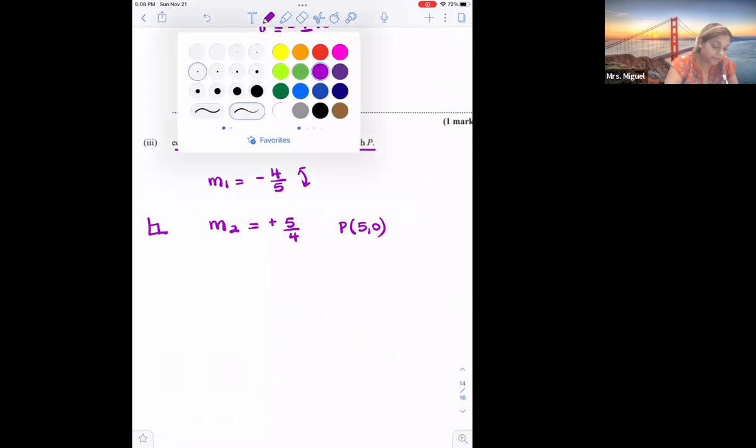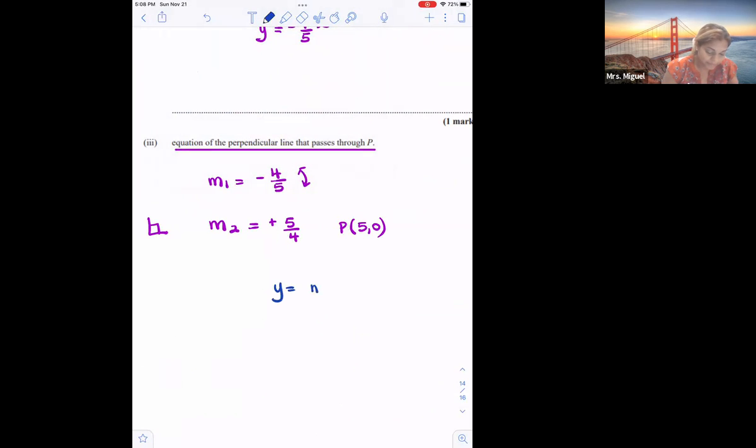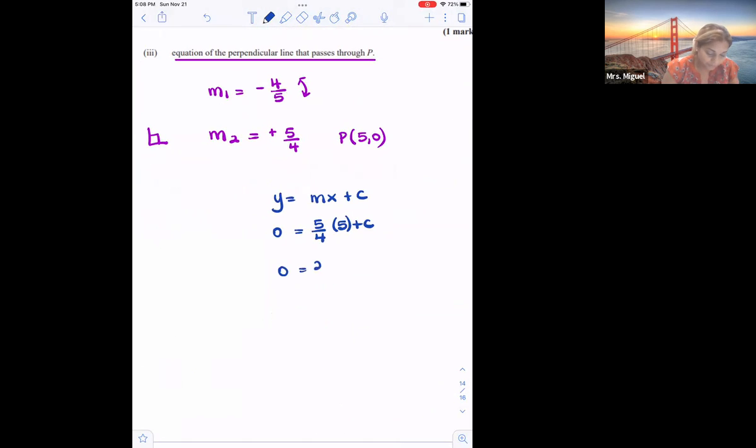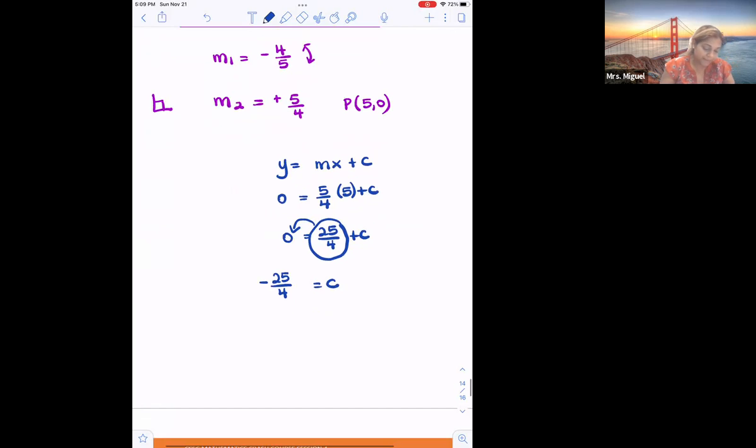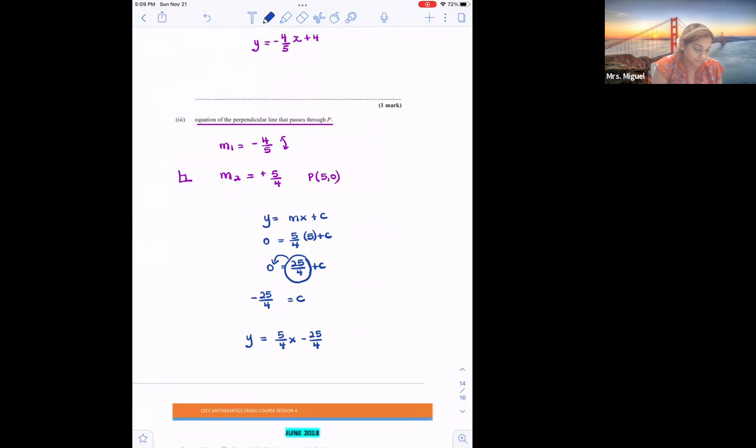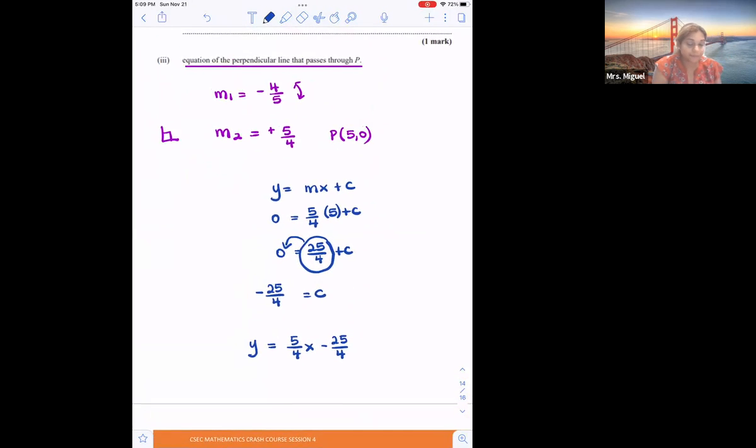So here we have to do some working. Y equal to mx plus c. Wherever we see y, we put in 0. 5/4 by 5 plus c. 5 5s are 25/4 plus c. So we will carry this across to make c the subject. So negative 25/4 is equal to c. So we write in my equation y equal to 5/4x minus 25/4. So here I would have scored 2 marks, I believe, right?